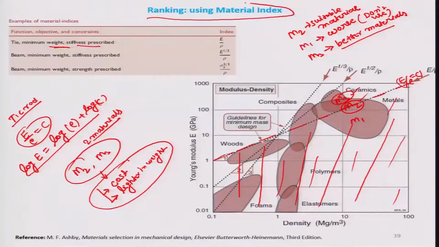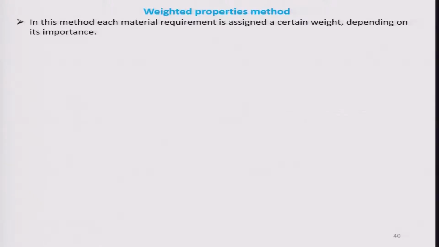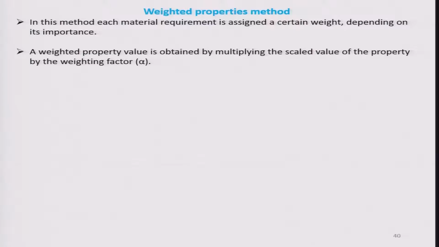Okay. Now, the second method of ranking is the weighted properties method. In this method, each material requirement is assigned a certain weight depending on its importance. And a weighted property value is obtained by multiplying the scaled value of the property by the weighting factor. These are the terms to be used in this method: weighting factor and scaling factor.